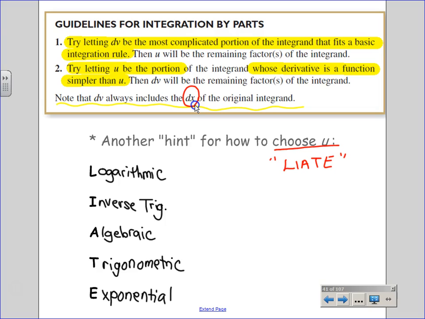If not logarithms, aka something like a polynomial. If not algebraic, okay, I guess trigonometric. And then if I guess trigonometric isn't there, then I guess exponential. This is the order of what to look for. Is there a log? Nope, then that's not you. Is there an inverse trig? Nope, that's not you. Is there a polynomial something? Nope, that's not you.